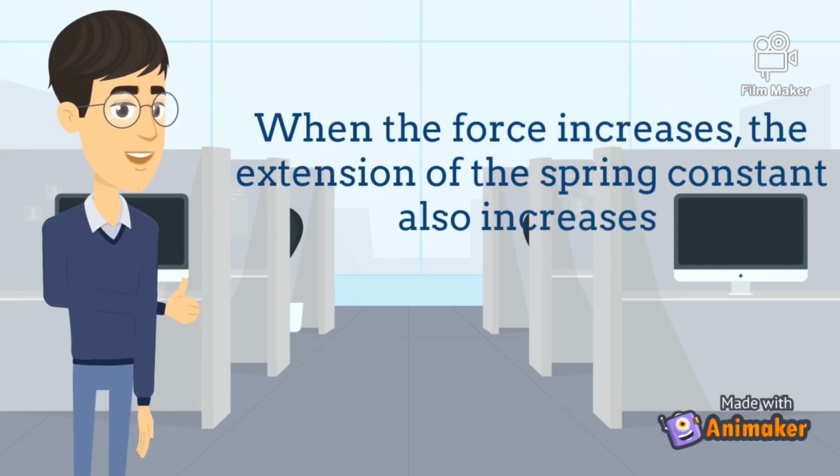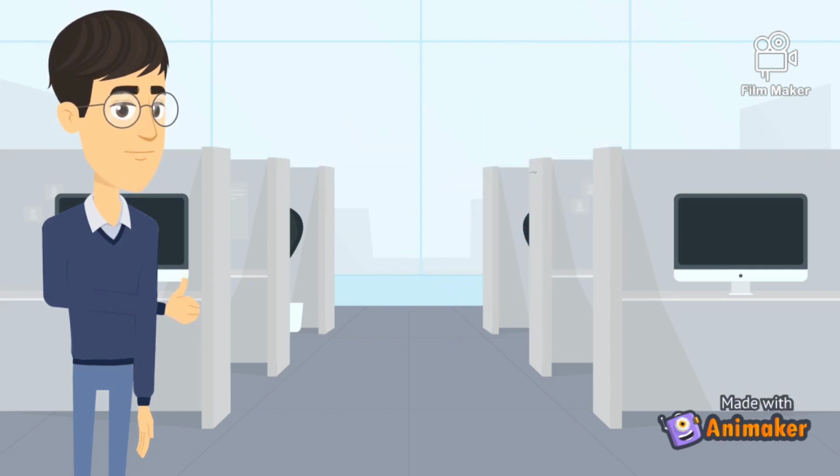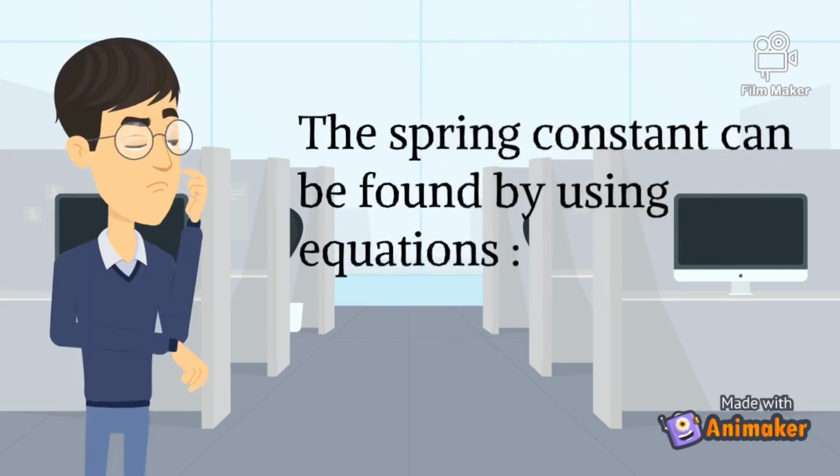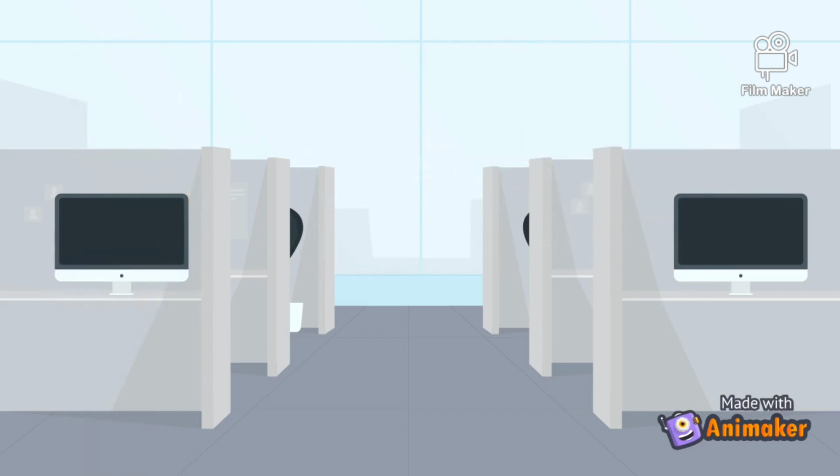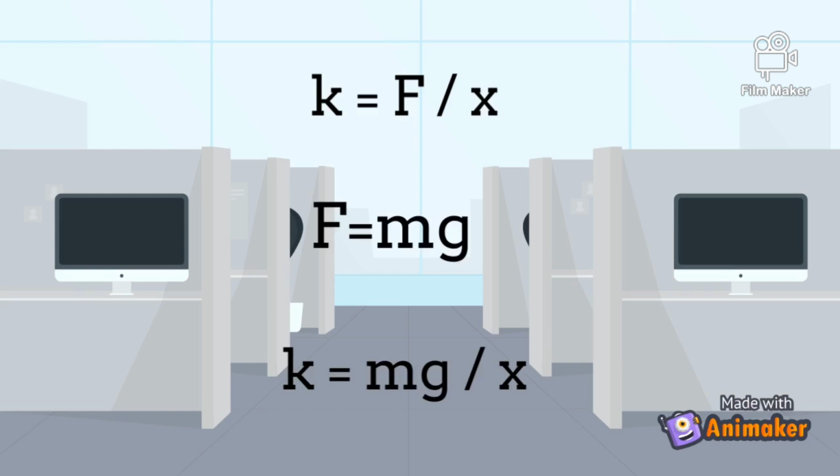Since the force is directly proportional to the extension, when the force increases, the extension of spring also increases and vice versa. When the slope of the graph is determined, we also can find the spring constant by using the equation k equal to F over x, where F is equal to mg, then k is equal to mg over x.